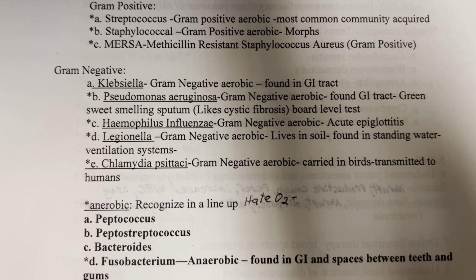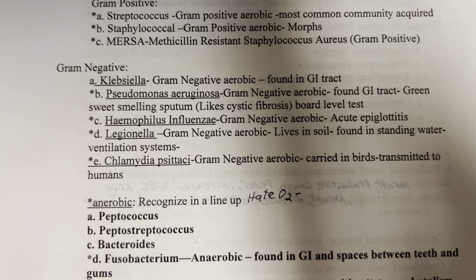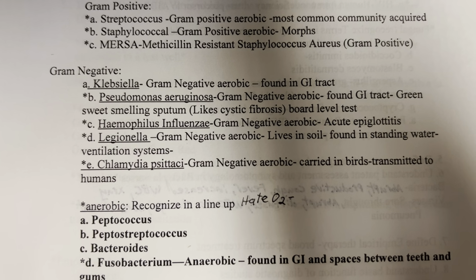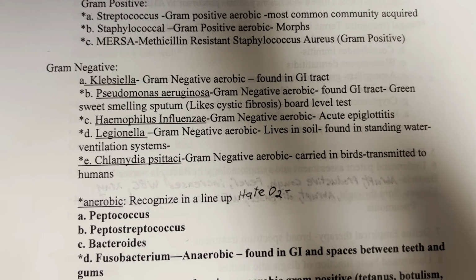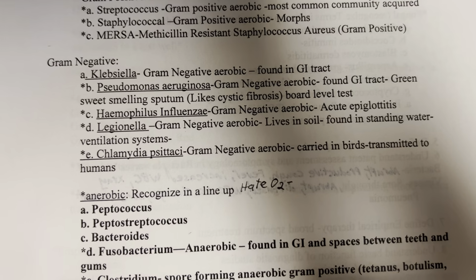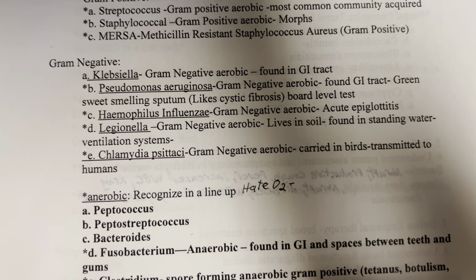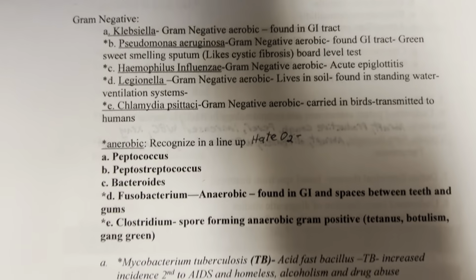Legionella lives in soil, found in standing water and ventilation systems. Chlamydia psittaci is carried in birds and transmitted to humans.